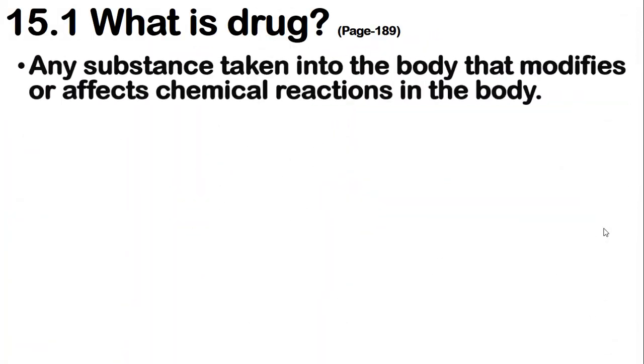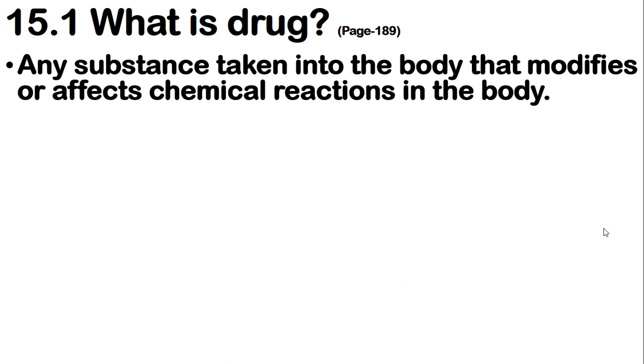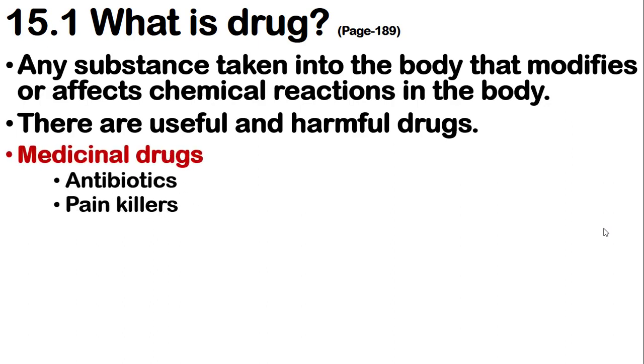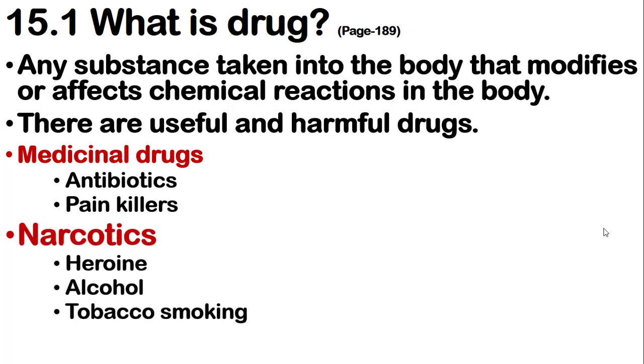What is a drug? A drug can simply be defined as any substance taken into the body that modifies or affects chemical reactions in the body. Or drugs are chemicals that change the way our body behaves. There are useful and harmful drugs. Medicinal drugs are useful drugs and they may be antibiotics or painkillers, and some of the drugs are harmful. Harmful drugs are narcotics, for example heroin, alcohol, tobacco smoking, etc.